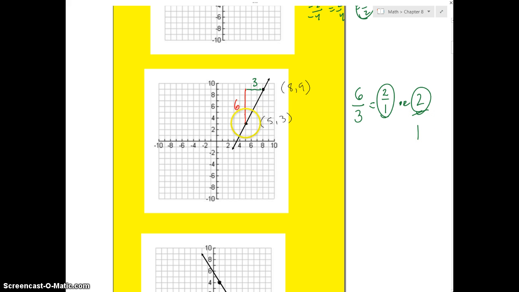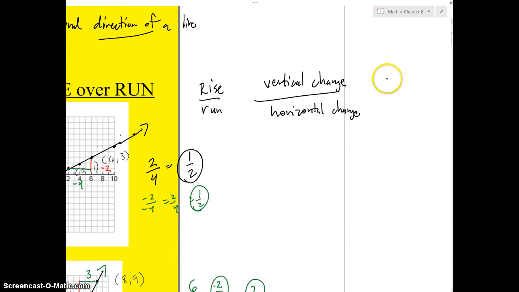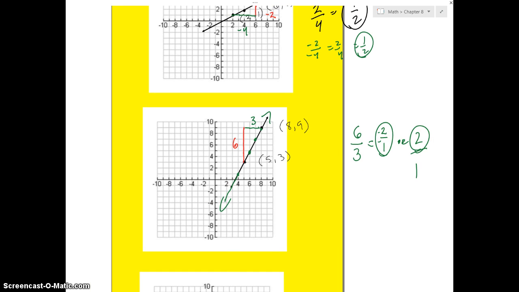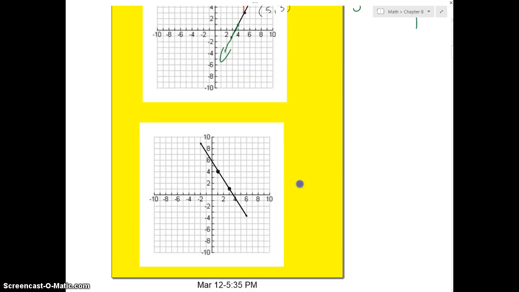What that means is every time our graph moves up 2, it goes right 1, up 2, right 1, up 2, right 1. Or we could act like these were both negative, and you'd go down 2, left 1, down 2, left 1, and on and on. Again, all slope does is describe the change in y, the change on the y-axis, compared to the change in x. So that's it. Vertical change compared to the horizontal change.